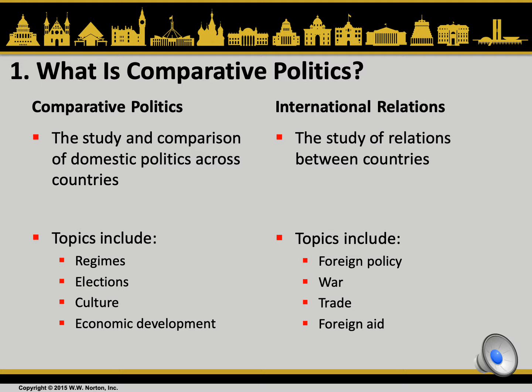Might be helpful in the explanation of what comparative politics is to look at another political science discipline called international relations. Where international relations looks at the behaviors and relationships of states with respect to each other, therefore topics, as you would expect, would be foreign policy, war, trade, foreign aid, all of these types of engagements across the international system.